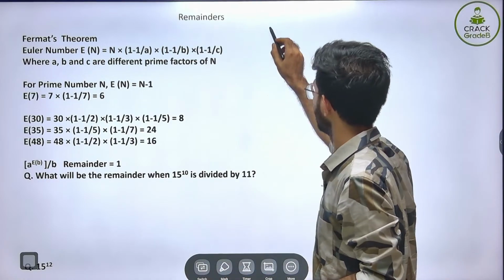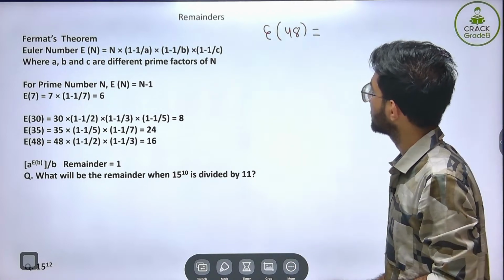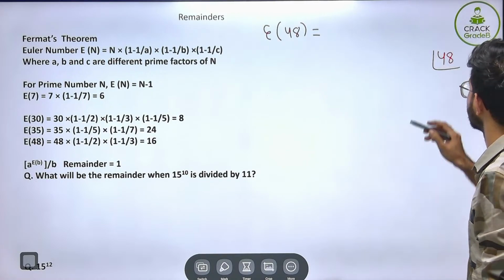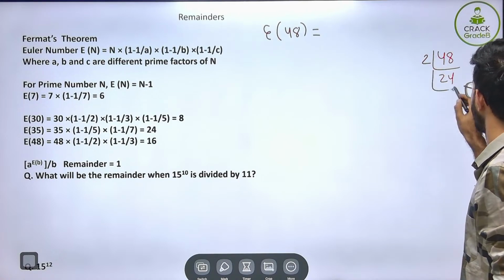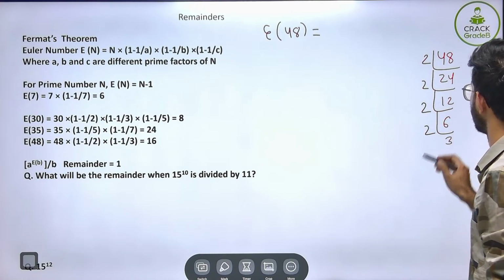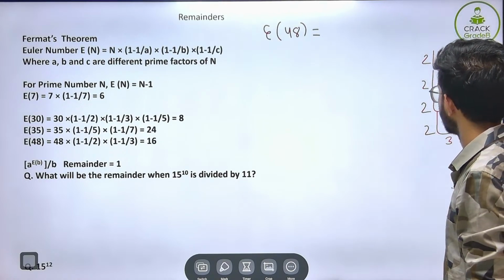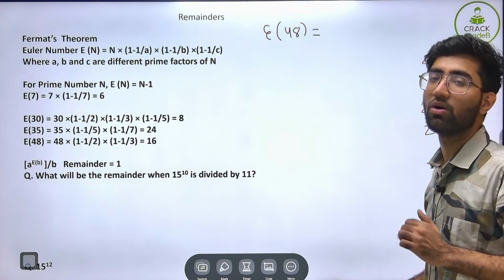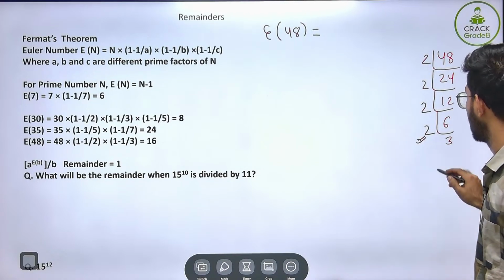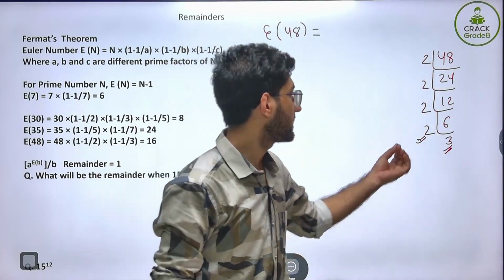If I ask you what the Euler number of 48 is, you will have to simply do the prime factorization of 48. So 2 into 24, 2 into 12, 2 into 6, 2 into 3. If you look at the prime factorization of 48, you will only see 2 and 3. Are you able to notice one thing? There is one prime factor 2 and another prime factor 3. You can't see any prime number except 2 and 3.